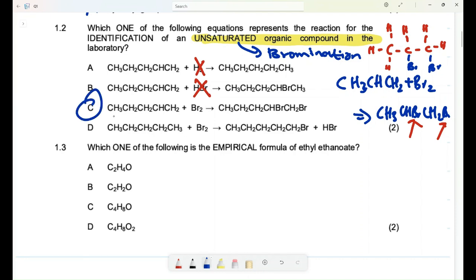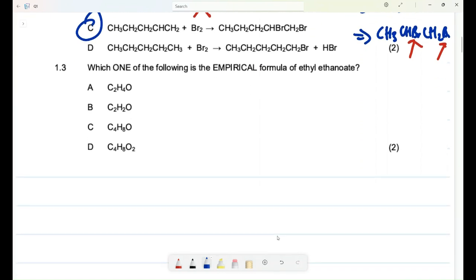Let's look at D, why it is not. Because if you draw the structure, it is a single-bonded structure. It is an alkane. So to prove bromination, you need an alkene or an alkyne. Okay, I believe you are following.